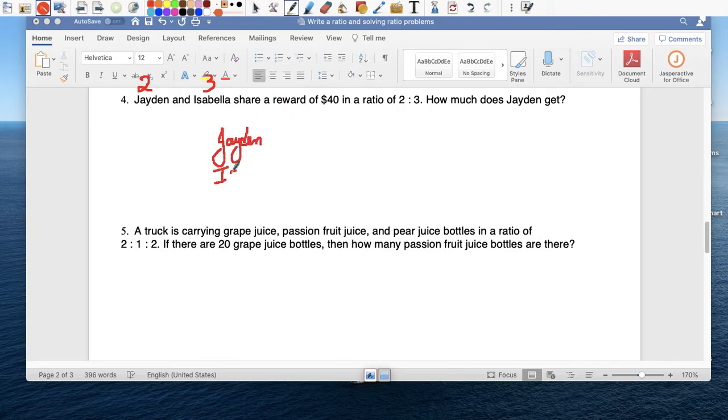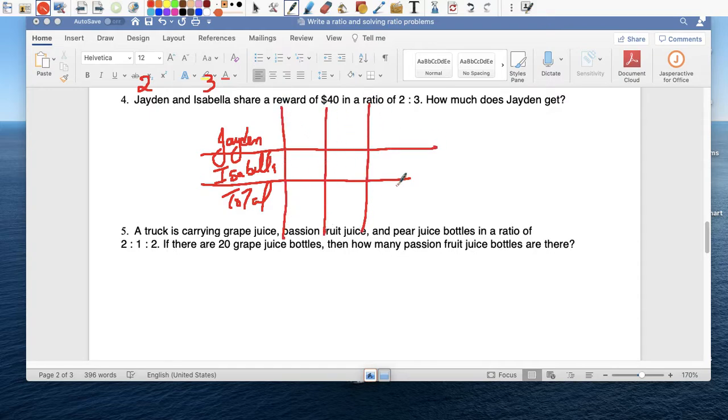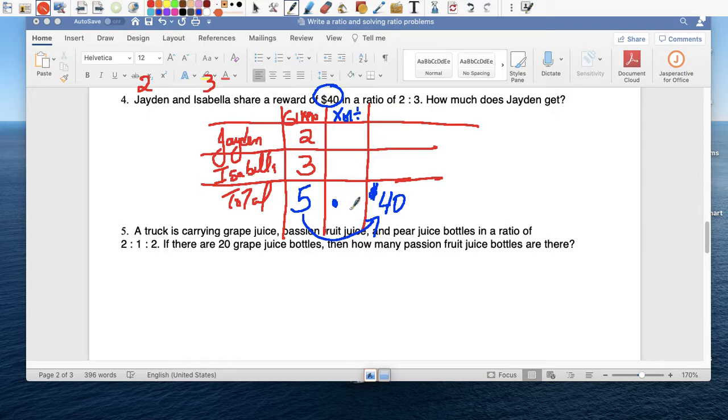Jaden, Isabella, total. So what do we know? We know that Jaden gets $2, Isabella gets $3, right? 2 for me, 3 for you, and that's a total of 5. Now this is times or divide. Sometimes we need to divide. But when they have $40, what happens? So let me put 40 over here. When the total is 40, how does a 5 become 40? Times 8. So times 8 here, times 8 here.